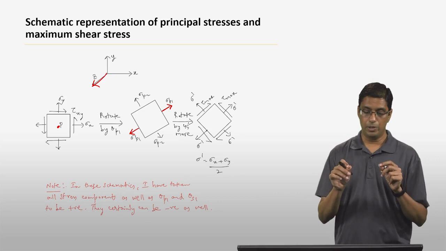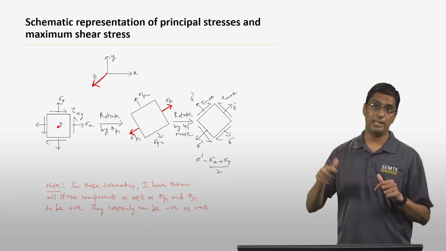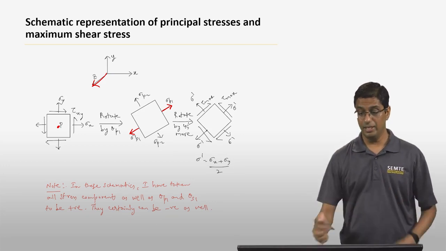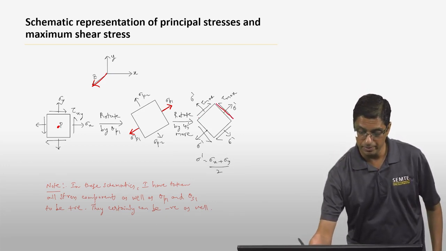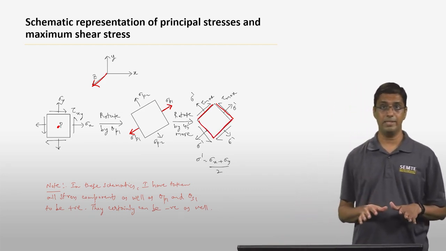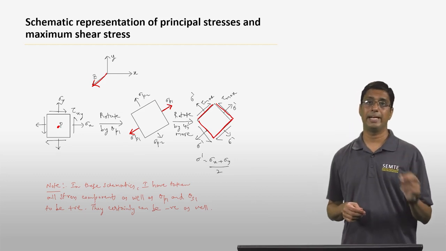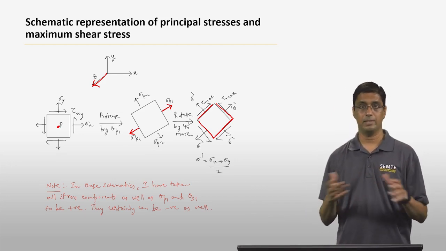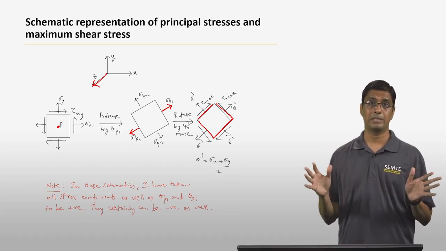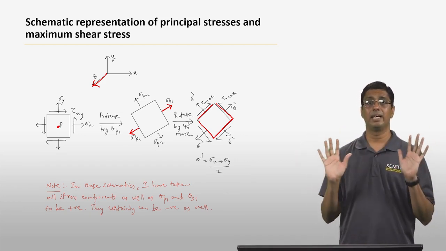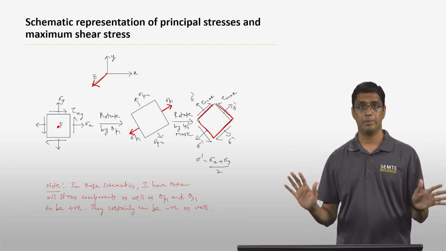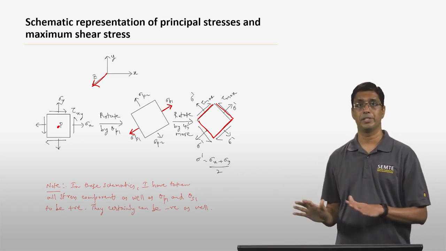Now, you take this rotated square and rotate it further by another 45 degrees. Then you get to the maximum shear stress planes, these 4. And on these maximum shear stress planes, the normal stress is sigma x plus sigma y divided by 2. Or I have written it as sigma prime here, but that is the normal stress on the maximum shear stress plane. That gives you the overall picture of principal stresses, principal planes, maximum shear stress and the maximum shear stress plane.